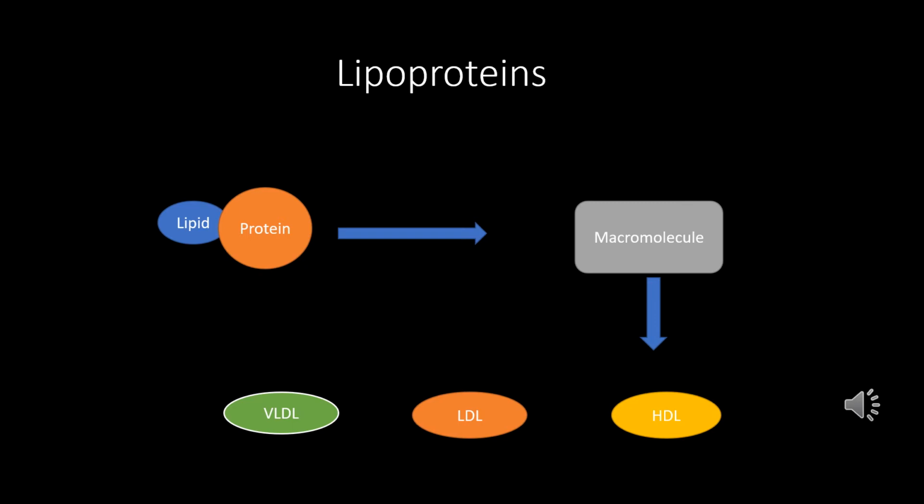Lipoproteins are another important class of plasma proteins which are macromolecules. These are composed of lipids and proteins. These are of various types like VLDL, very low density lipoproteins, LDL, low density lipoproteins, and HDL, high density lipoproteins.